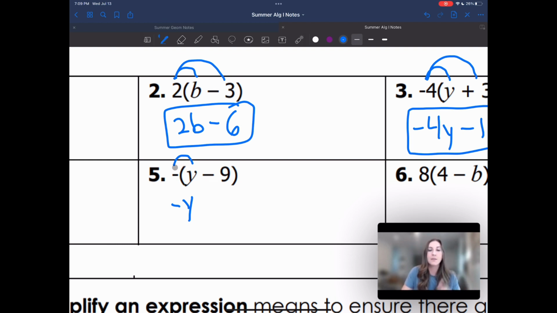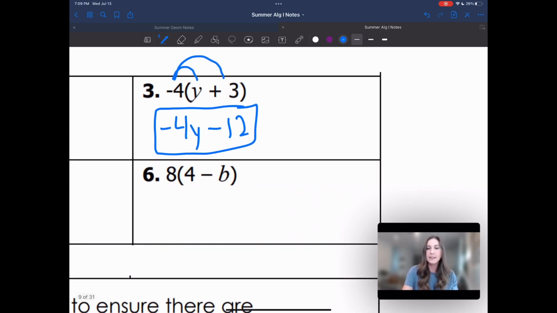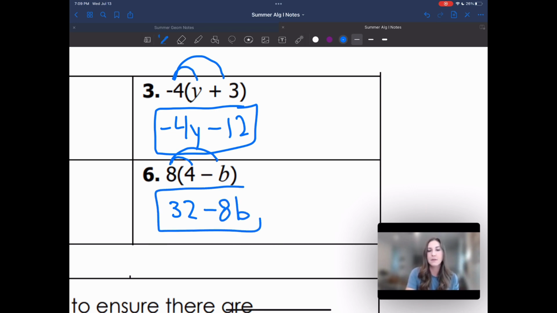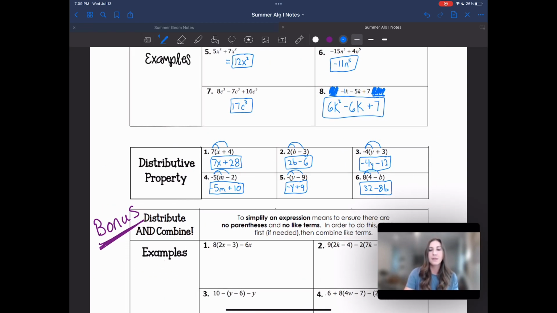Okay, so it's like now you've got a negative times a negative. So that's just going to make that a positive 9. Or you can think of it as like negative 1 times negative 9, which is positive 9. And that's it for that one. Last one here. Okay, we're going to distribute 8 to the 4. So that's going to give me 32. And then 8 times negative b, which would be negative 8b. So I write minus 8b. And that's it for distributing.